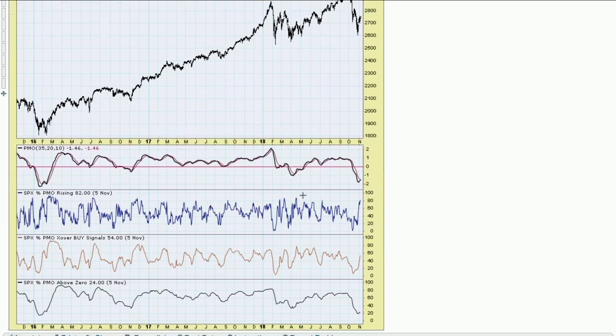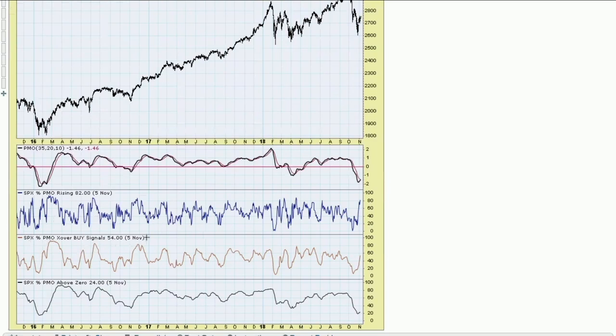I think that is very encouraging, given the concerns of what's going on with the market right now. I think that's a good sign, seeing all of those PMOs rising. That means momentum is positive for 82% of the S&P 500.